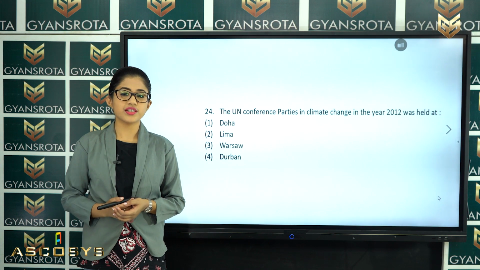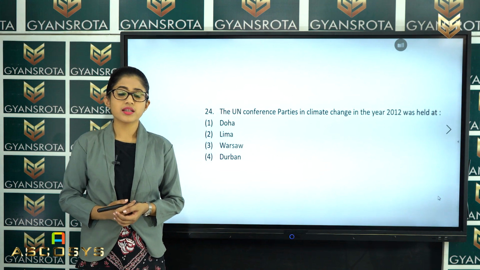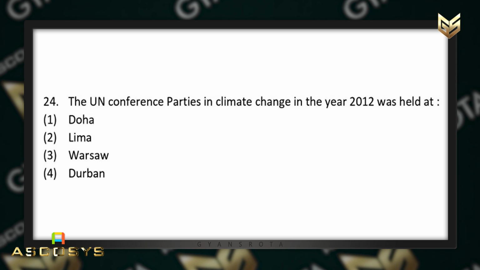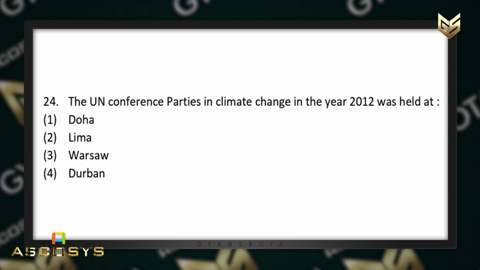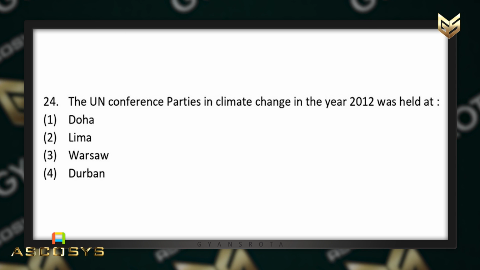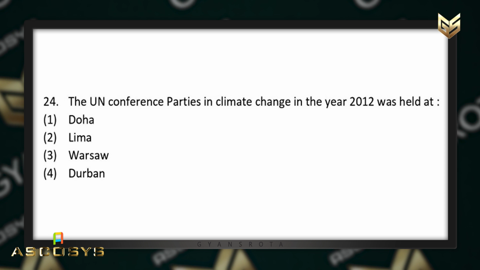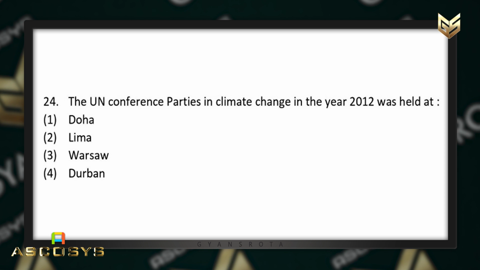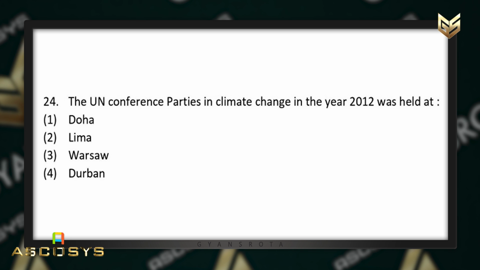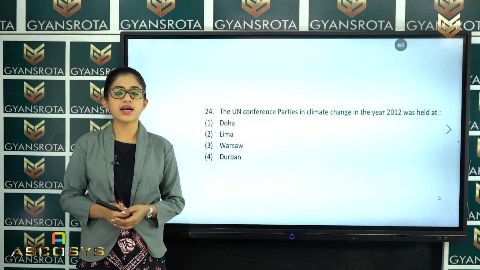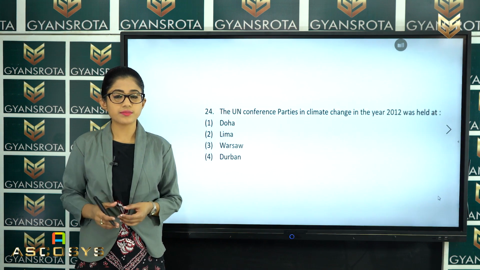Now, the next question is question number 24. The UN Conference of Parties on climate change in the year 2012 was held at, 4 options are given: Doha, Lima, Warsaw or Durban. So, this question is from the chapter Environmental Issues.